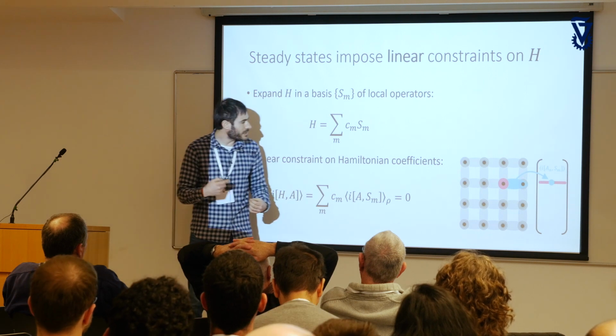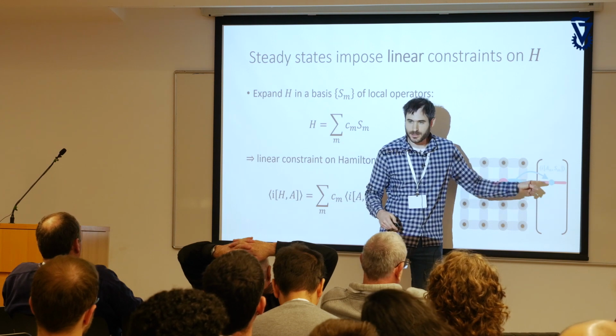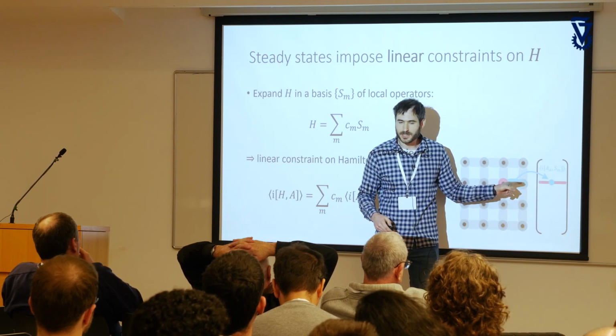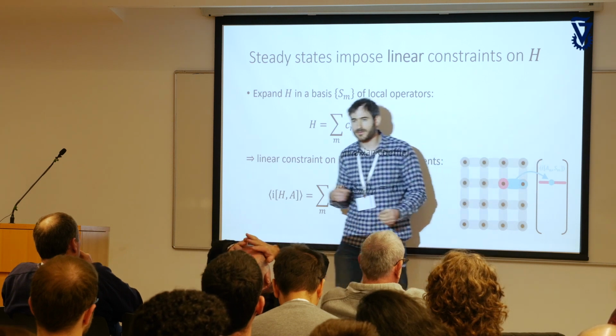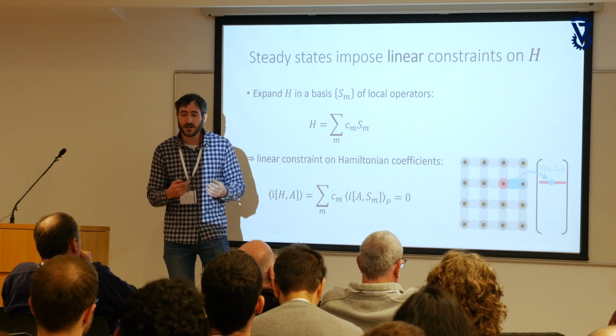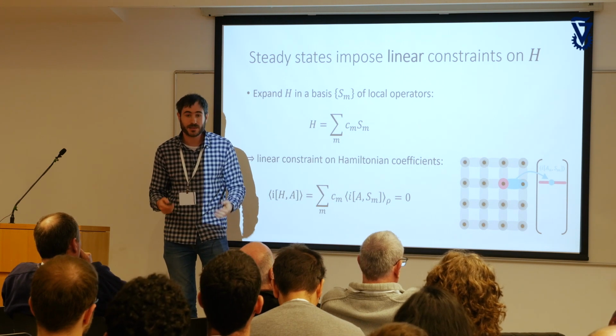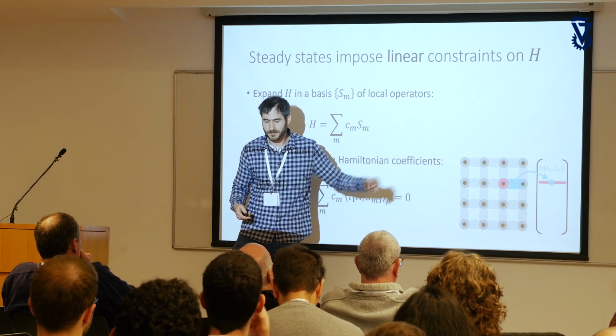So we use many constraints. Each constraint gives us a linear equation. We stack these linear equations into a matrix where each row corresponds to a constraint operator, and each column corresponds to one of the possible Hamiltonian building blocks. The true Hamiltonian must solve all these constraints. It must obey all the constraints. So it lies in the kernel of this matrix.